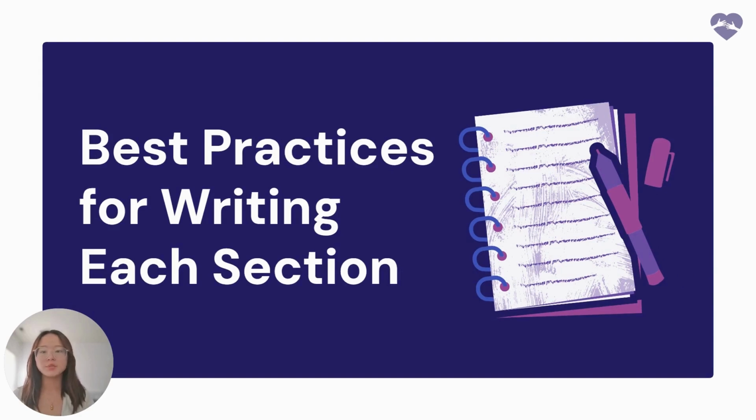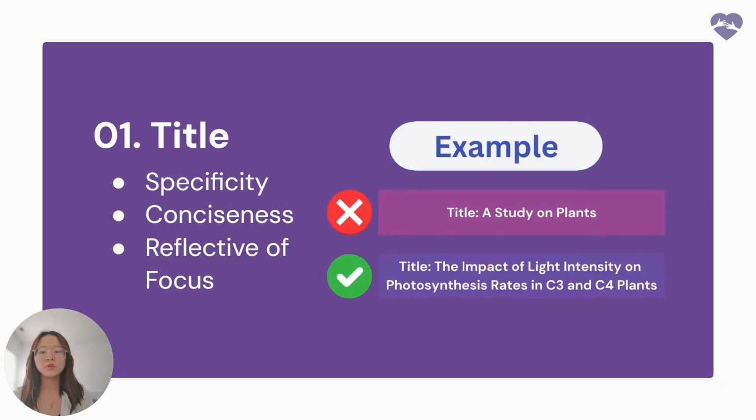Now, let's discuss the best practices for writing each section of your paper. Keep in mind that these are typically the core sections of a typical paper, and other guidelines may vary from journal to journal. First is the title. The title of your research paper is very important because it's the first thing readers see, and it sets the tone for your work. There are many things you should focus on to create a strong, effective title.